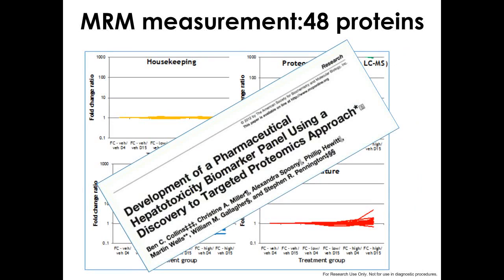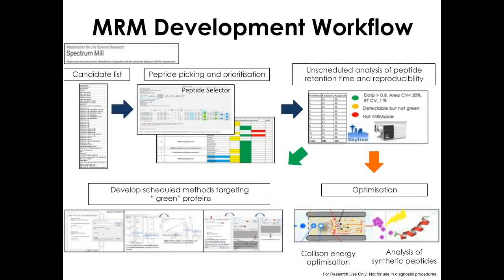We developed subsequently an assay to 48 proteins and published that a few years later with colleagues from Agilent. In this case, Christine Miller from Agilent published that paper with us. So over the 10 years that we've been doing this, we've now developed a very robust MRM workflow in which from a candidate list we can pick peptides and prioritize those peptides.